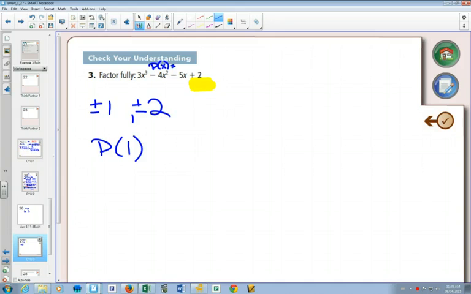Now plug that all the way in. I'm going to have 3 minus 4 minus 5 plus 2. What does that equal? Not 0. So if you know it doesn't equal 0, and you don't want to actually worry about what it does equal, you can write not 0. If you want to write out what it actually equals, 3 minus 4 is negative 1, minus 5 is negative 6, plus 2 is negative 4, okay? That means there's a remainder of negative 4. That means that's not going to help us find a factor.